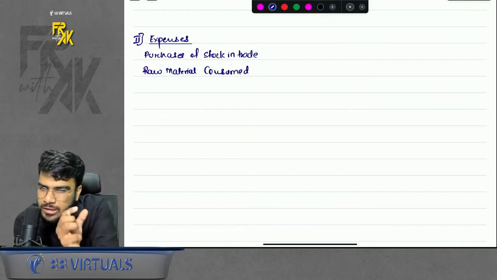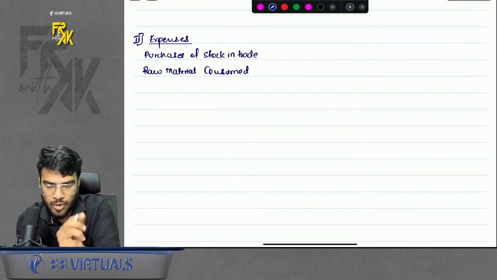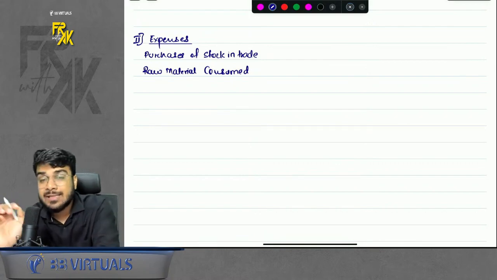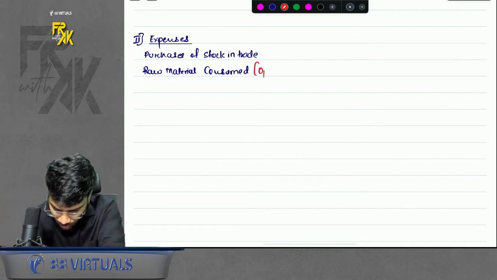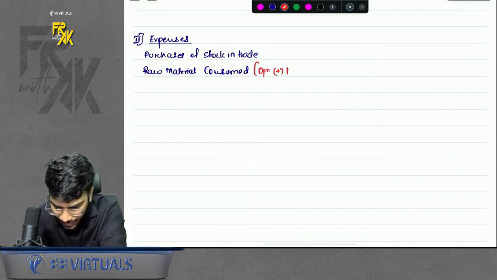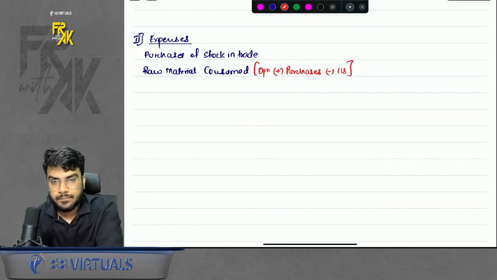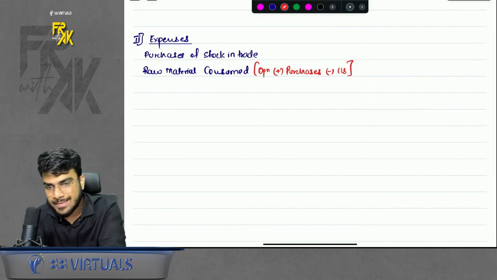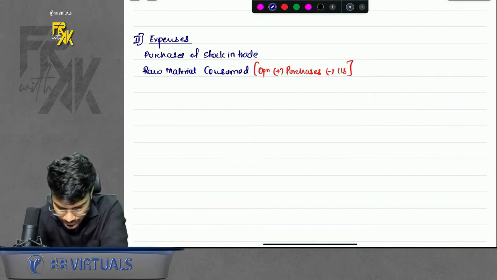Now, why this word consumed? Because here we will not consider the purchase of raw materials. We will consider the consumption of raw materials. Sir, how do we find out the consumption? It is nothing but opening raw materials, add purchases of raw materials, less the closing balance of raw materials. Opening plus purchases less closing raw materials. Right? Okay.